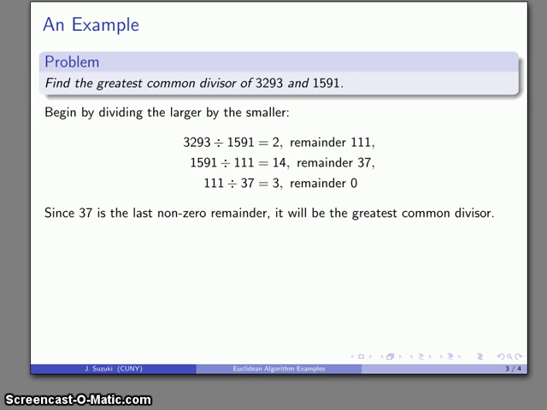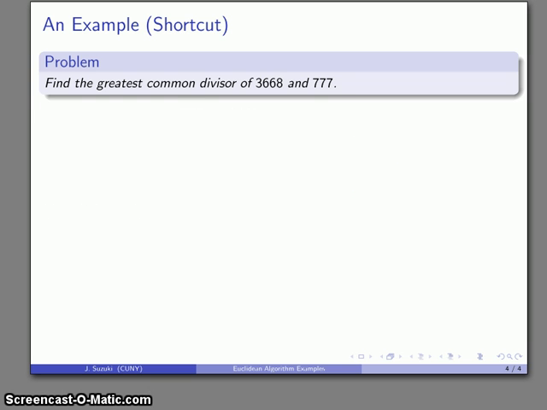And again, the thing that makes this an algorithm is that if we apply this algorithm mindlessly, like a computer would be programmed to do, we will eventually arrive at the greatest common divisor. Last remainder is zero, so previous remainder is the greatest common divisor. On the other hand, because we are smarter than a computer, we can actually take some shortcuts.